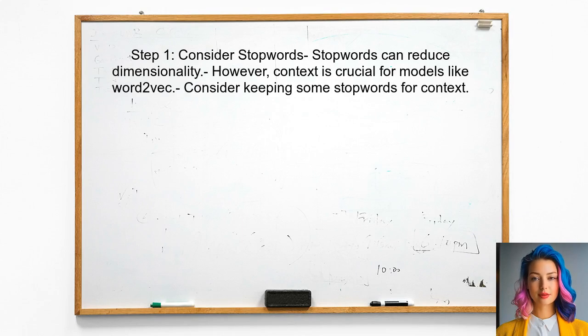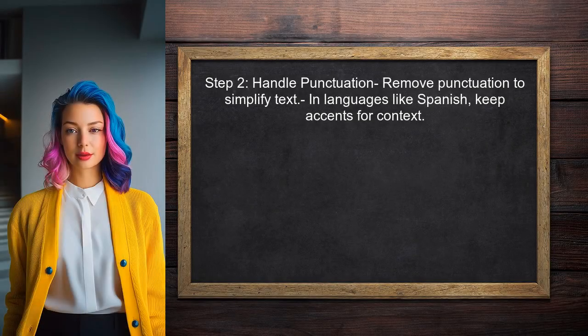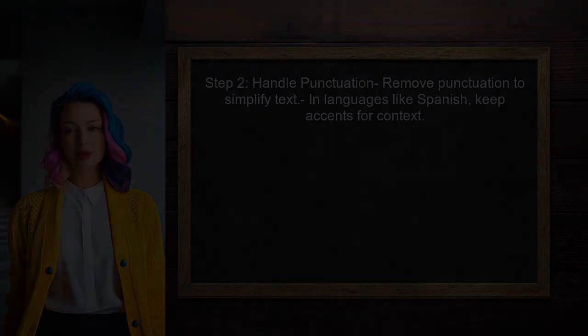While removing stop words can reduce dimensionality, it is essential to understand that in models like Word2Vec, context is crucial. Therefore, the user might want to keep some stop words that provide context. Next, the user should think about punctuation. Removing punctuation is generally advisable, but in languages like Spanish, accents can convey important contextual information. Therefore, the user should selectively remove punctuation while preserving accents.